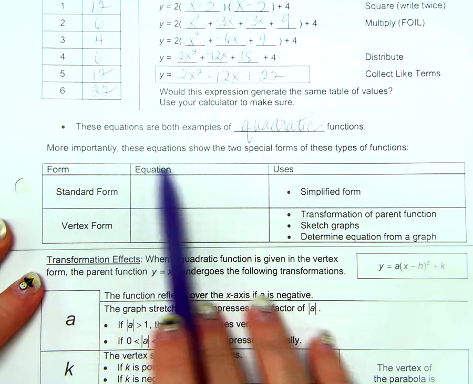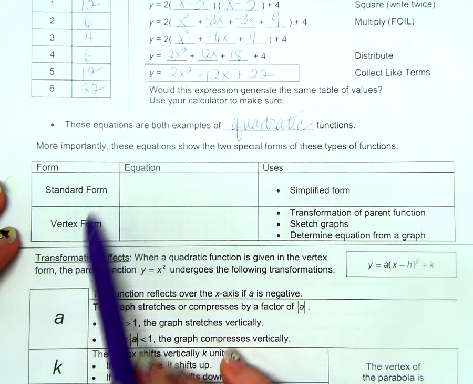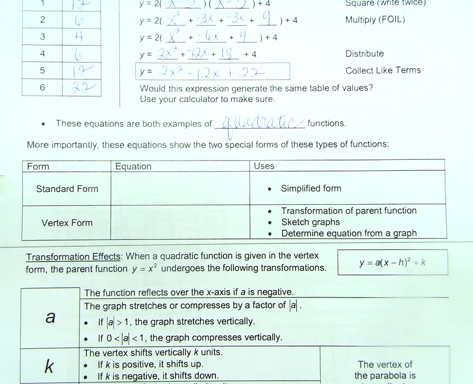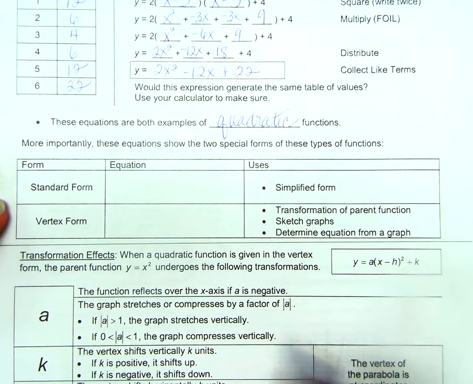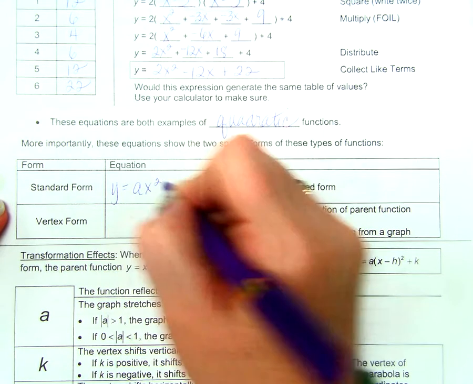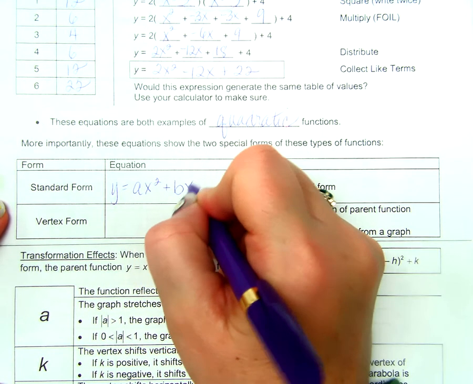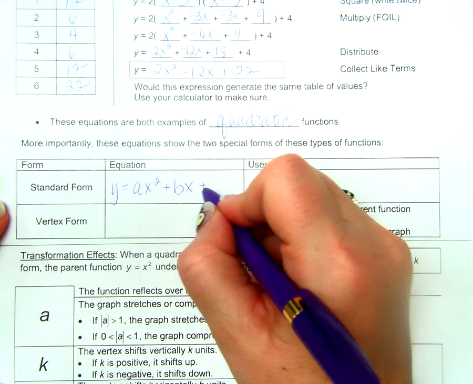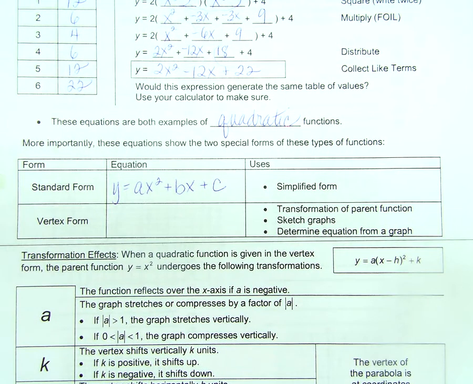So more importantly, these equations show the two special forms of these types of functions. You're going to need to know both of these forms. The standard form of an equation, does anybody remember that? y equals ax squared plus bx plus c. That's when a quadratic is in its simplified form.